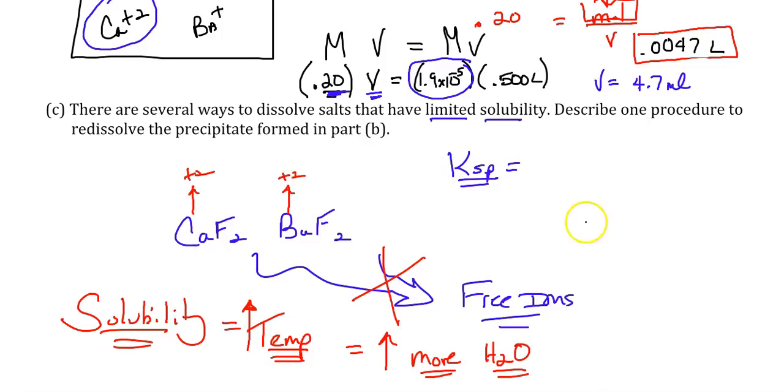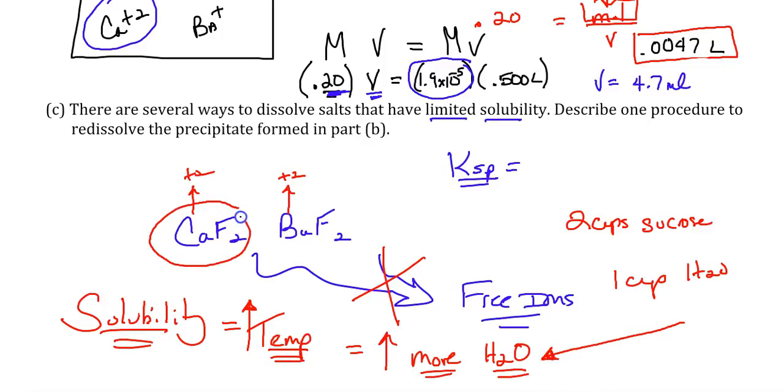Anybody who's ever made rock candy, it's basically 2 cups of sucrose or sugar, table sugar, to 1 cup water. How in the world do you dissolve 2 cups of sucrose in 1 cup of water? Higher temperature. Make the solvent move faster. It's able to interact more with this solute particle. But ultimately, you can add a lot more water. And theoretically, all these guys can completely dissolve if we add tremendous amounts of water to them.